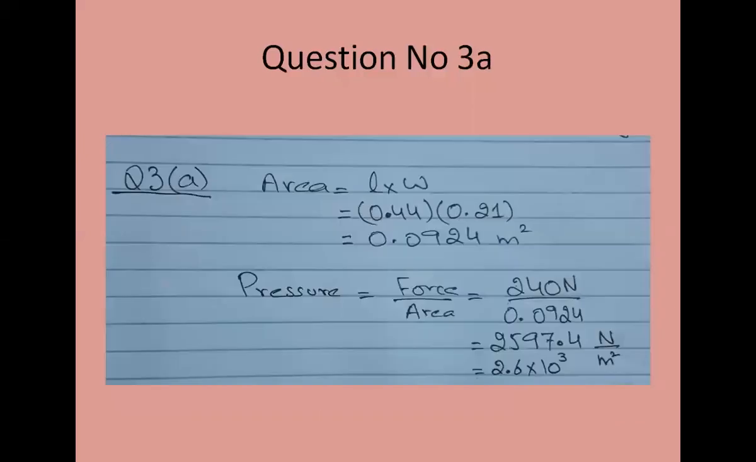Okay, so here we go. The contact area will be the length and the width of the face in contact with the ground, that's 0.44 meter multiplied by 0.21 meter. So the answer will be 0.0924 meters squared. That's the area. So pressure equals force divided by area. The force here is the weight of the block, that's 240 Newton, and the contact area with the ground is 0.0924 meters squared. Just divide them, you get 2597.4 Newton per meter squared. In standard form, it will be 2.6 × 10^3 Newton per meter squared. Hopefully you understand.